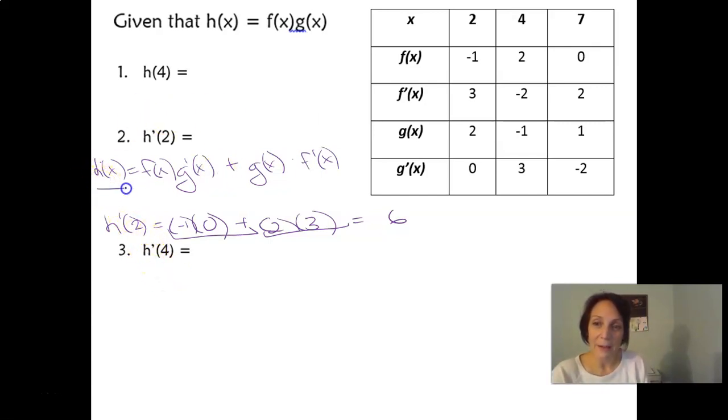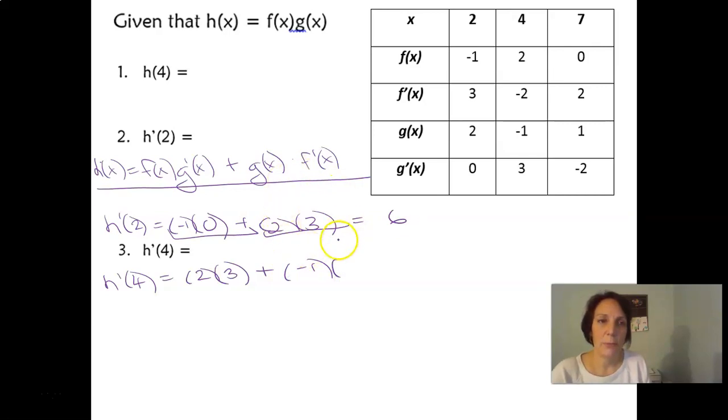Look, I already have my derivative here in just kind of generic terms. So if I want h prime of 4, all I have to do is plug in the numbers to my derivative. So I need f of 4, which is 2, g prime of 4, which is 3, g of 4, -1, and f prime of 4, -2. Okay, again, listen.